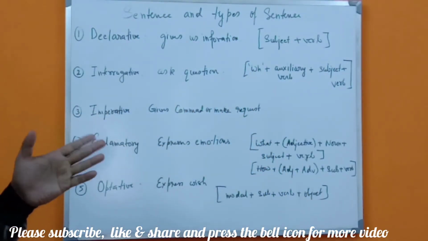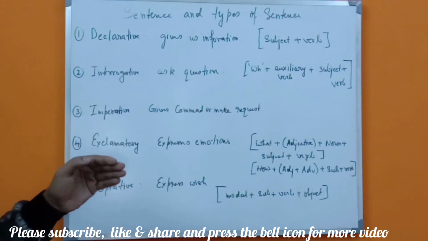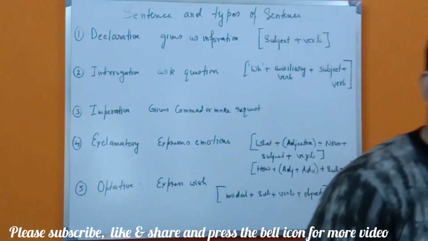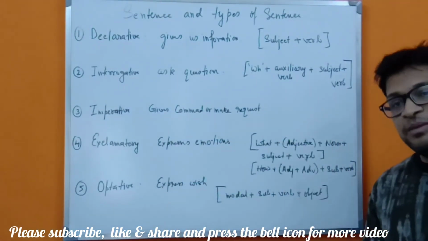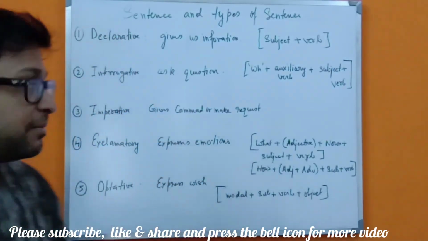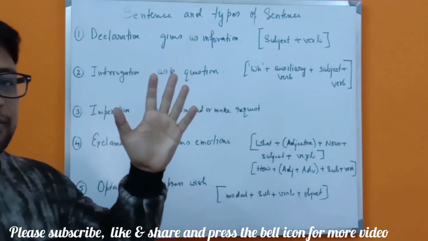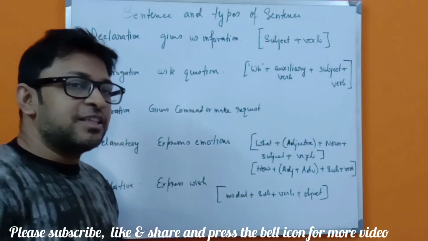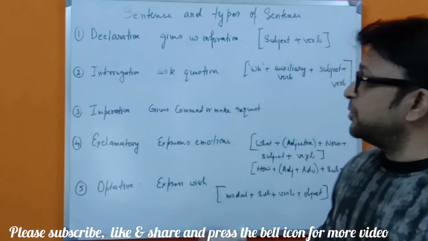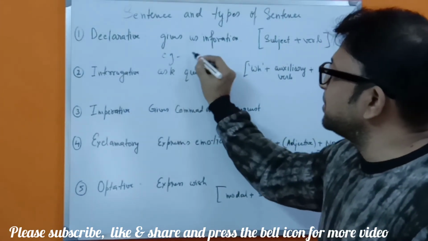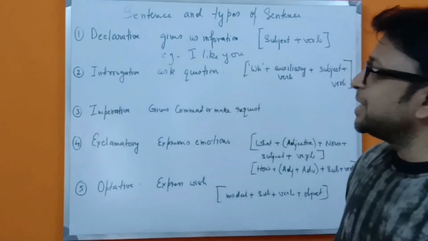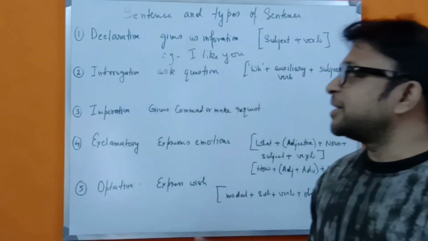Now there is a bit more detailed way of explaining this. A declarative statement gives us information, you all know. But how is it being formed? Mostly it is formed by using the subject and the verb. Sometimes it will have an object. Many times it can have an object, but it must have a subject and a verb. For example, I don't like you, or I don't like cake, but I like cake and I like you. These are examples of a declarative statement.